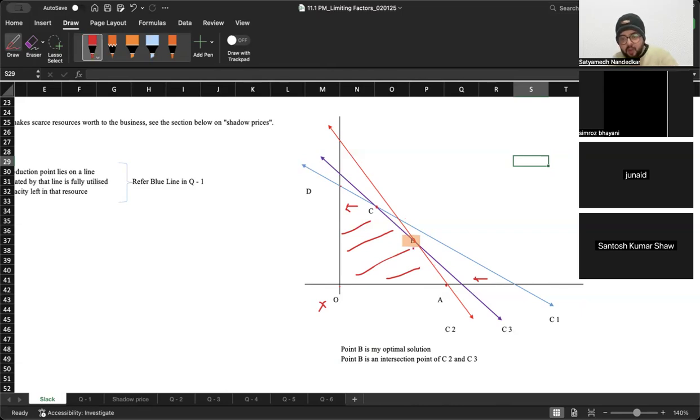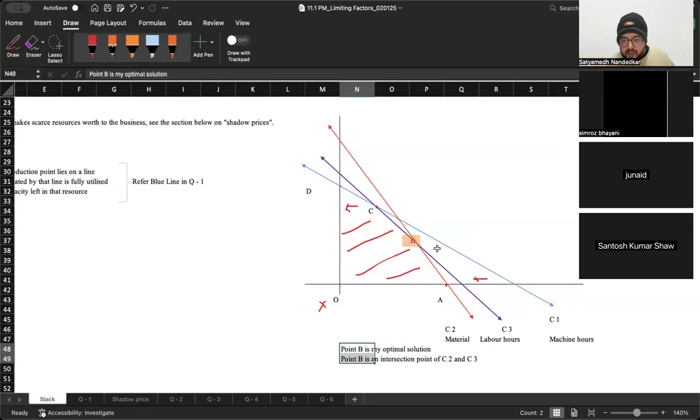But अगर आप देखो तो line C1, what does line C1 represent? Maybe line C1 is say machine hours. Okay, line C3 is labor hours and line C2 is say for example material. So C1 is machine hour, C2 is material, C3 is labor hour. The answer lies at the intersection of these two lines. Okay, now it's on the left hand side. It lies on the intersection of these two lines.